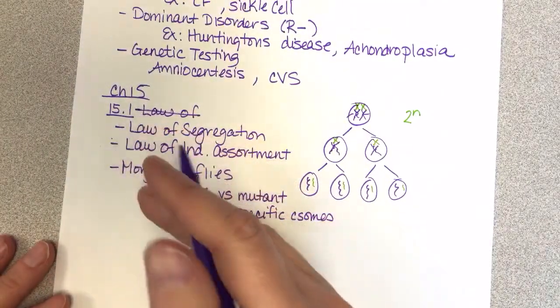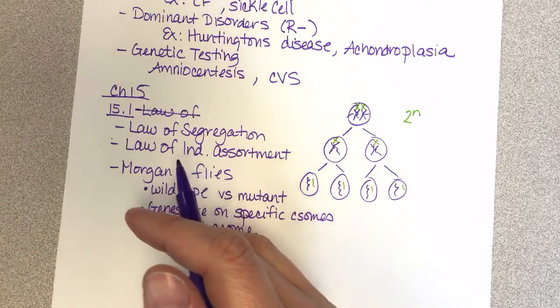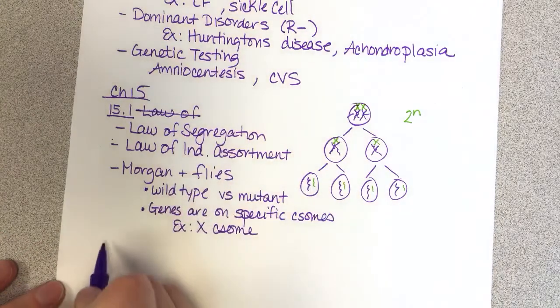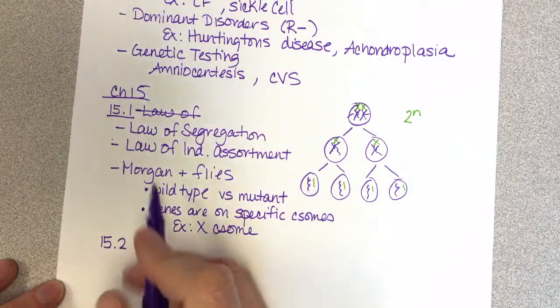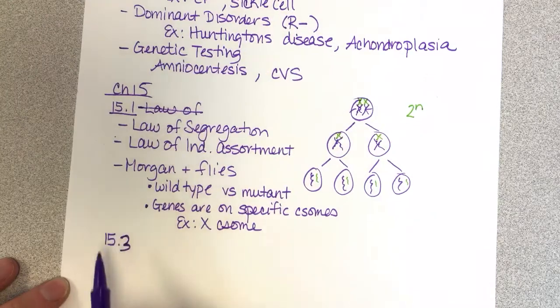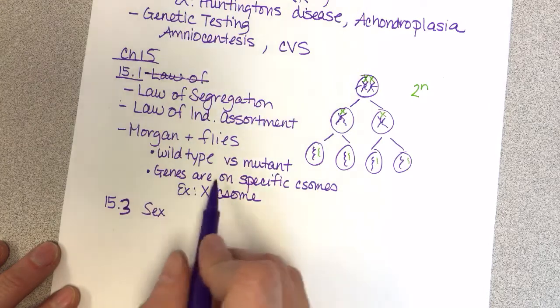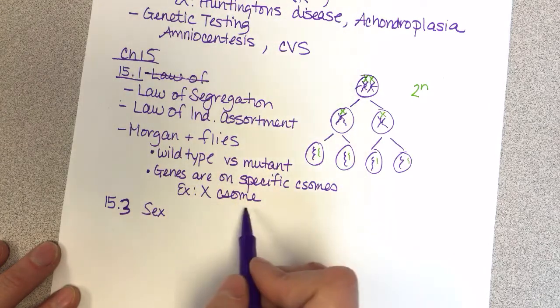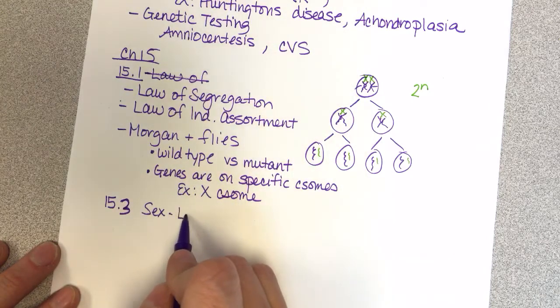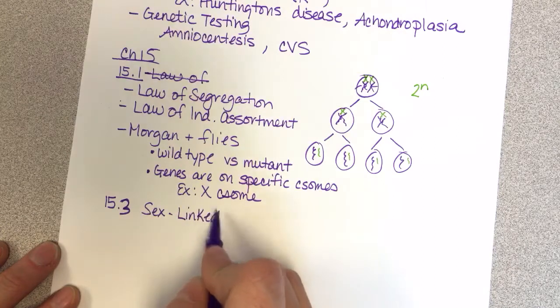So then instead of going on to 15.2, we skipped to 15.3 because it kind of flowed with this. Oops, that's supposed to be 3. 15.3 was about sex-linked traits, which kind of goes with the whole idea that genes are in specific chromosomes, an example with the sex-linked or the X chromosome.